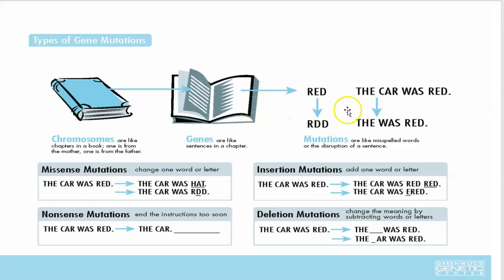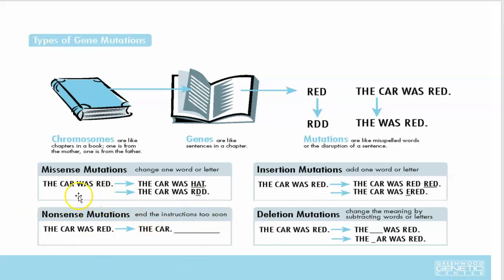So if the sentence is supposed to say the car was red, let's say there was a second sentence that said, I went to the store. The car was red, I went to the store. What if we changed a letter or a word? So a missense mutation is changing either a word or a letter. So the car was hat, I went to the store. If I asked you what you did, you'd say I got in the car, I went to the store. And if I said what color was the car, you'd be like, I don't know. But what if it was the car was RDD? You'd probably say, oh, it's probably red. You'd probably guess at that.